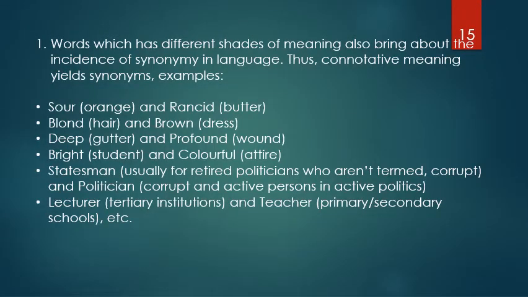It's also important to know that words have different shades of meaning, as we have in synonymy, antonymy, hyponymy, and all this. It's also important to know that connotative meaning yields synonymy. As we can see on the screen, saw can be orange and also can be what? Rancid, that's butter. Blonde can be hair and can be what? Brown can be dress. So all like this, connotative meaning yields what? Synonymy. That's having two or more words connoting the same meaning.